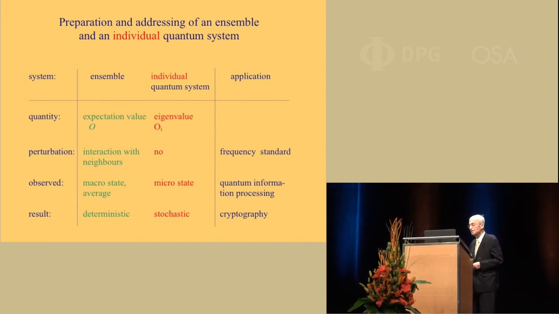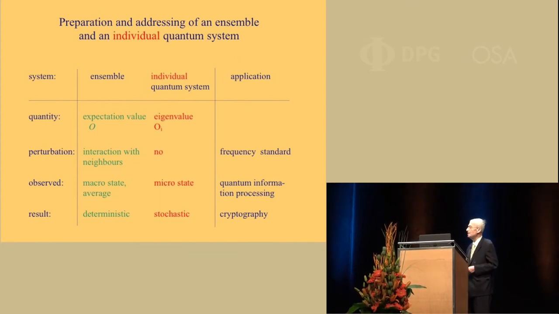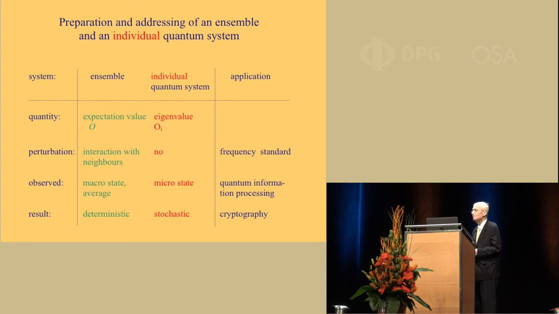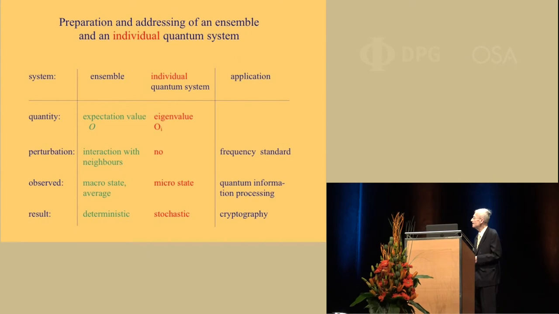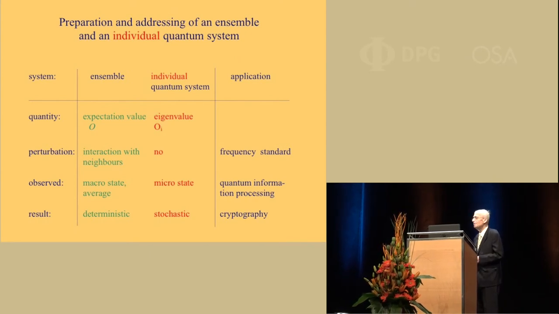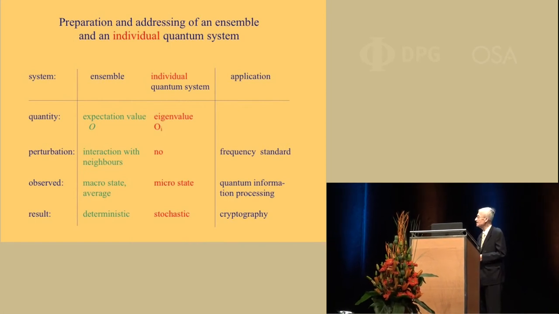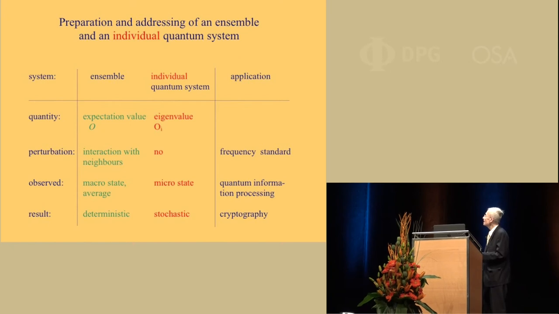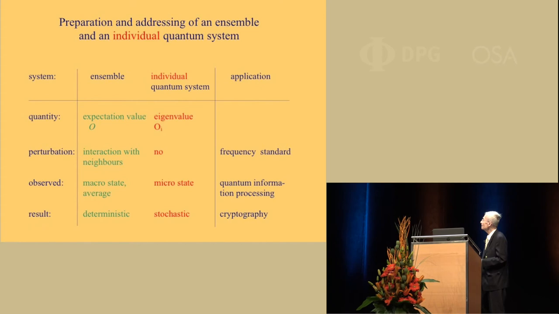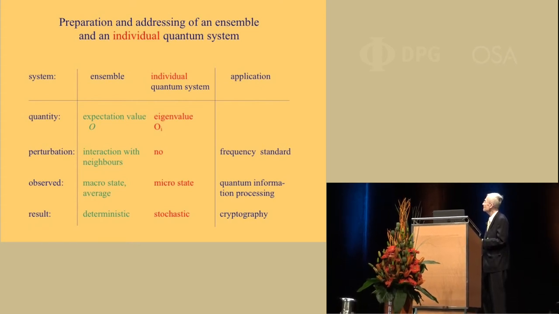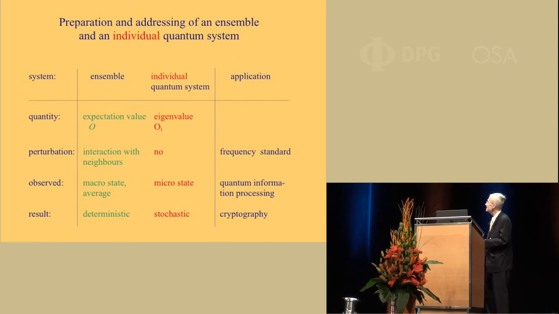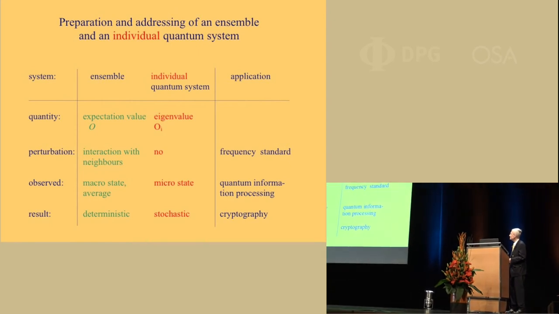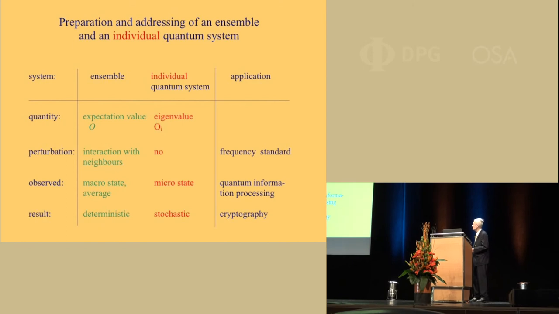If the variation by the state reduction is small enough. So when you have a large number of members in the ensemble, then the quantum effect is only the variance of the signals, and this can be made small enough. And to all these features belong applications. For instance, the fact that no perturbation is possible makes the single quantum system usable as a frequency standard, or the stochastic result makes it possible to use it for cryptography.